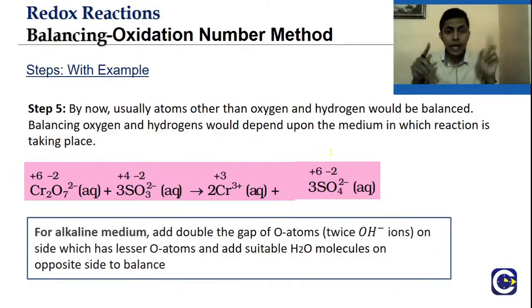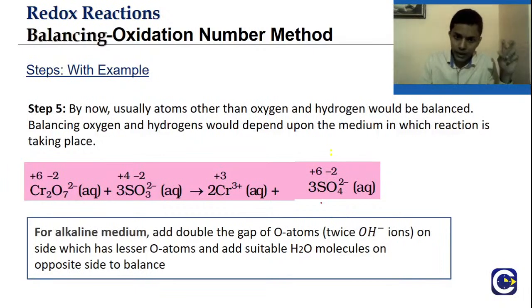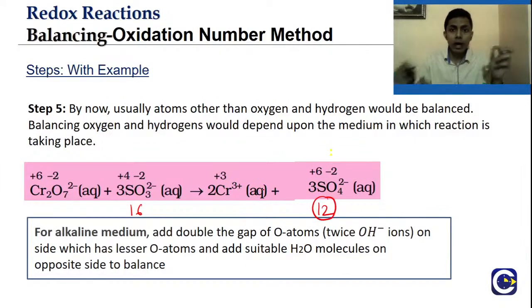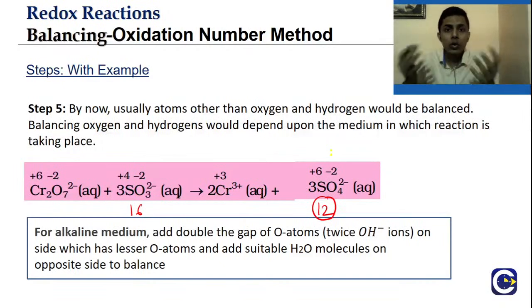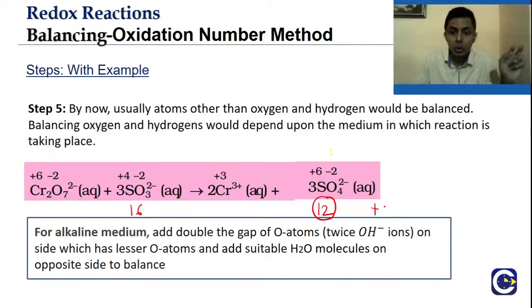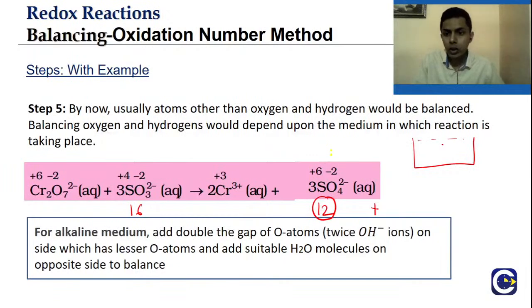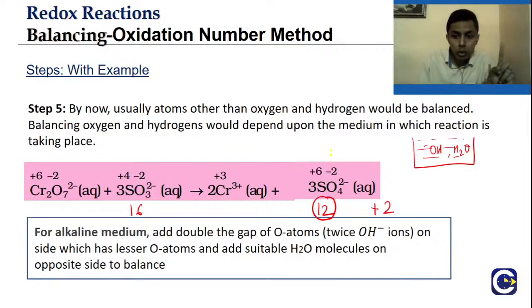And when it is basic, when it is alkaline medium, then the oxygen, again the same thing, here 16 is there, here 12 is there. So I need 4 more oxygen. To balance that 4 more oxygen, I need to add twice the amount of hydroxide, because alkaline solution means I don't have H plus, I have only OH minus and water, right? So I have to use only OH minus and water. So initially what I'll do, I'll use 2 times OH minus.